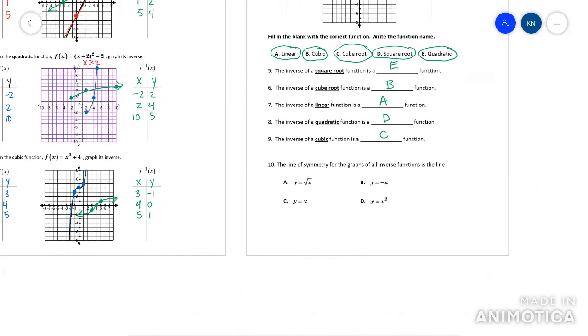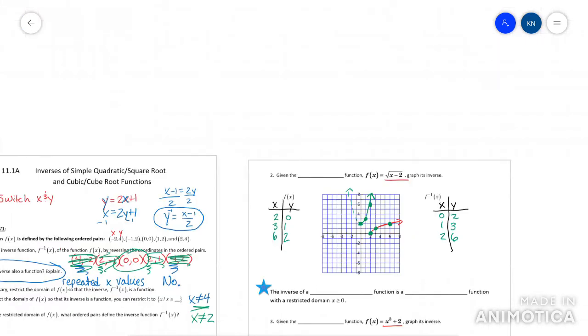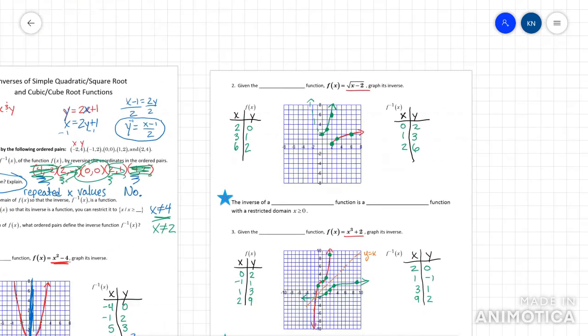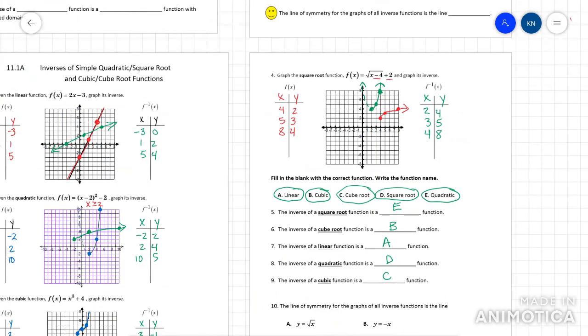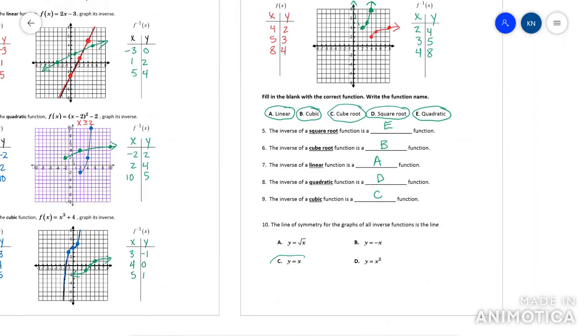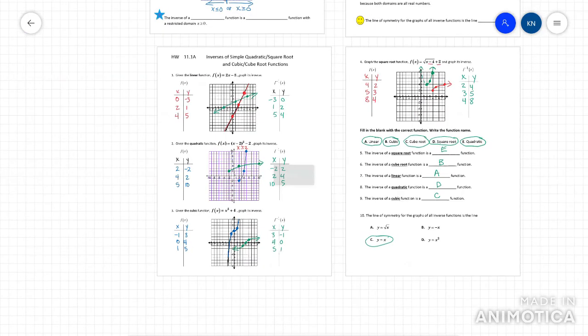Okay, and then the line of symmetry for all graphs for the inverse functions. If you remember when I did, I think it was, here it is, this one. They reflect across y equals x. So that's what I'm choosing here, y equals x. All right, so there you go. For inverses, just switch x, y.